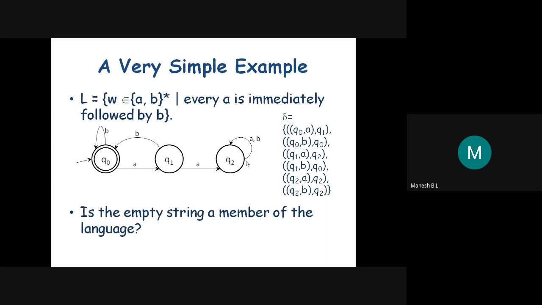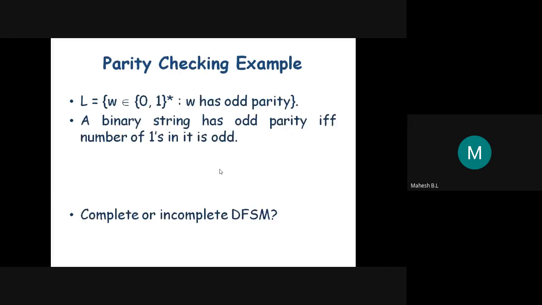Then Q naught on B, there is a transition to Q naught itself by the self loop. Q1 comma A, there is a transition to Q2. Then Q1 comma B, there is a transition to Q naught. Then Q2 comma A, there is a transition to Q2 itself. Then Q2 comma B, there is a transition to Q2 itself. So this is the DFSM for the language where every A is immediately followed by B.